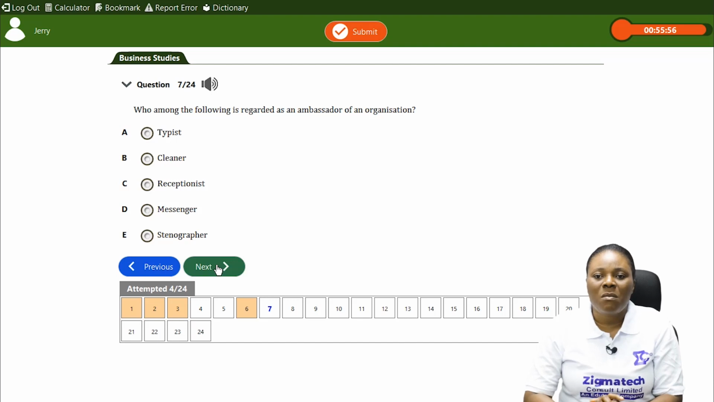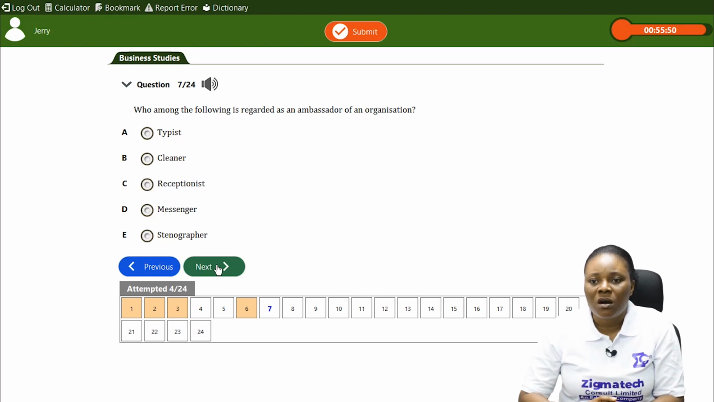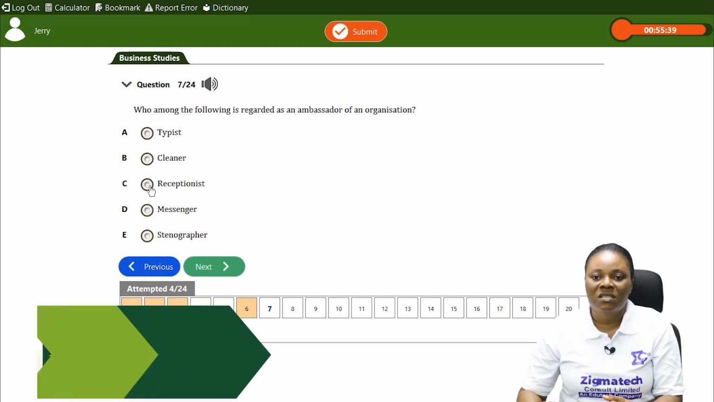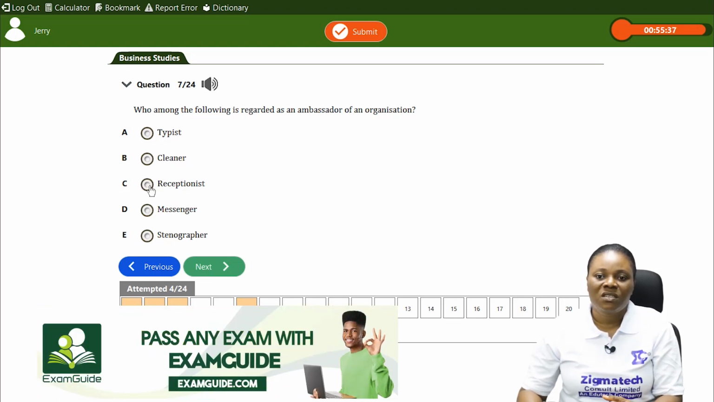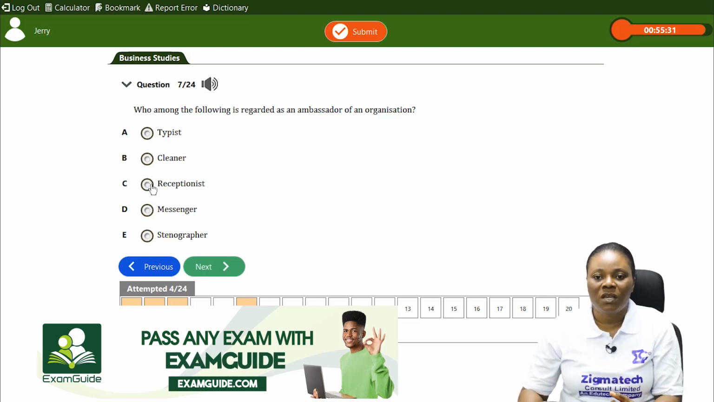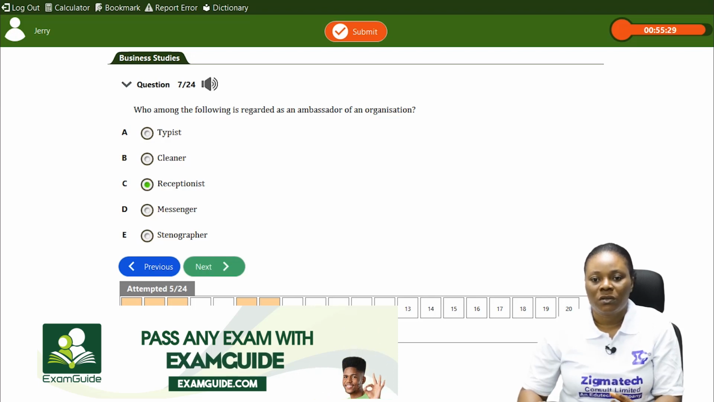The next question, who among the following is regarded as an ambassador? I made mention of this, as an ambassador of an organization. Is it a typist, or a cleaner, or a receptionist, or a messenger, or a stenographer? So the answer is C, a receptionist. A receptionist is referred to as an ambassador. Another word for ambassador is representative of the organization.